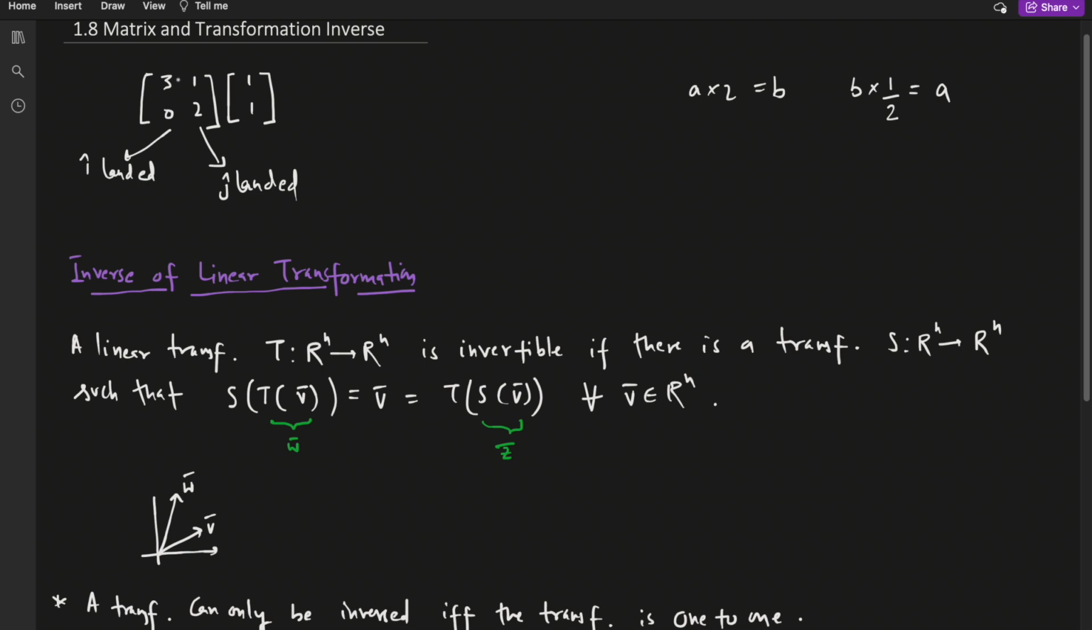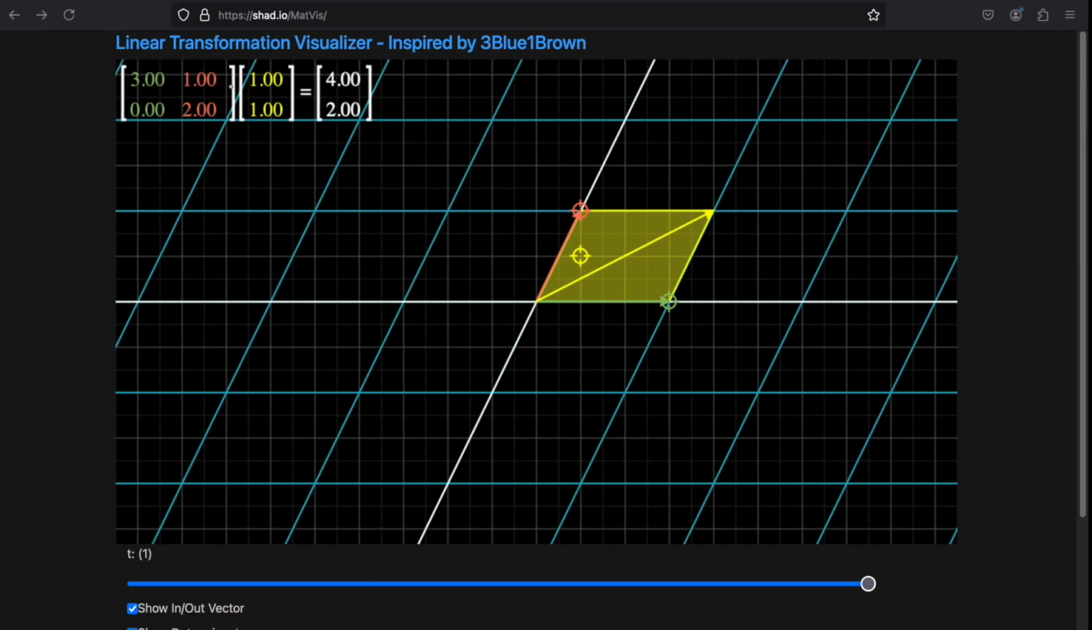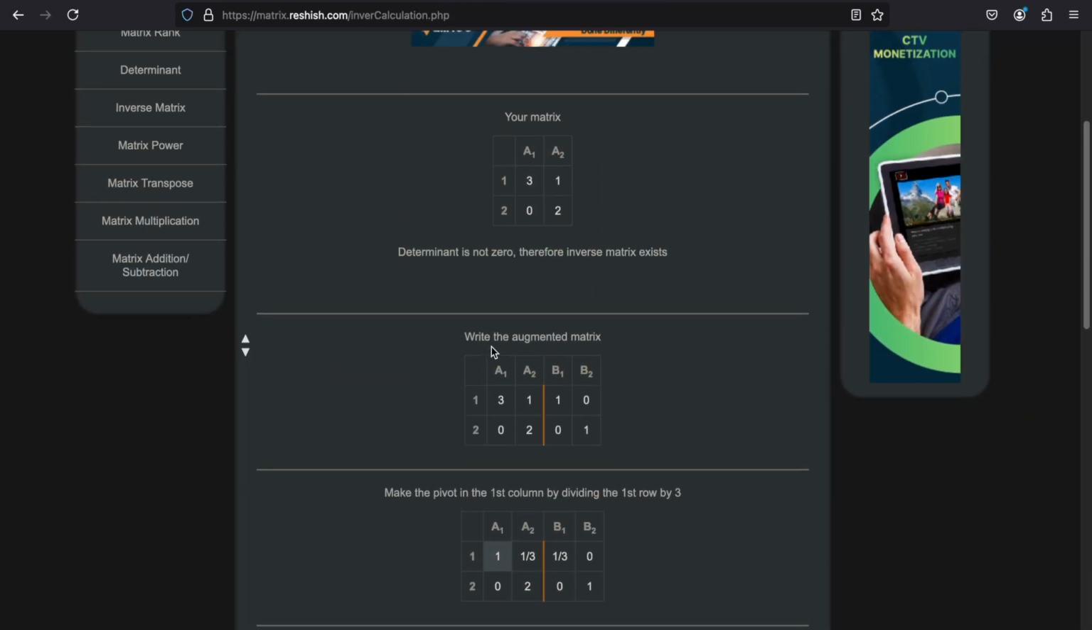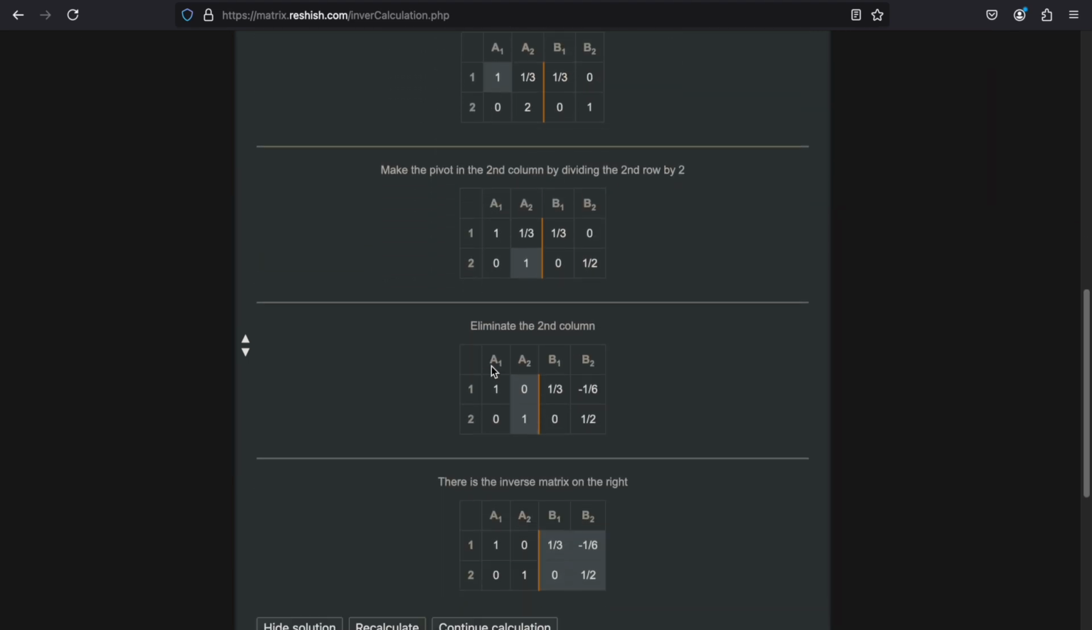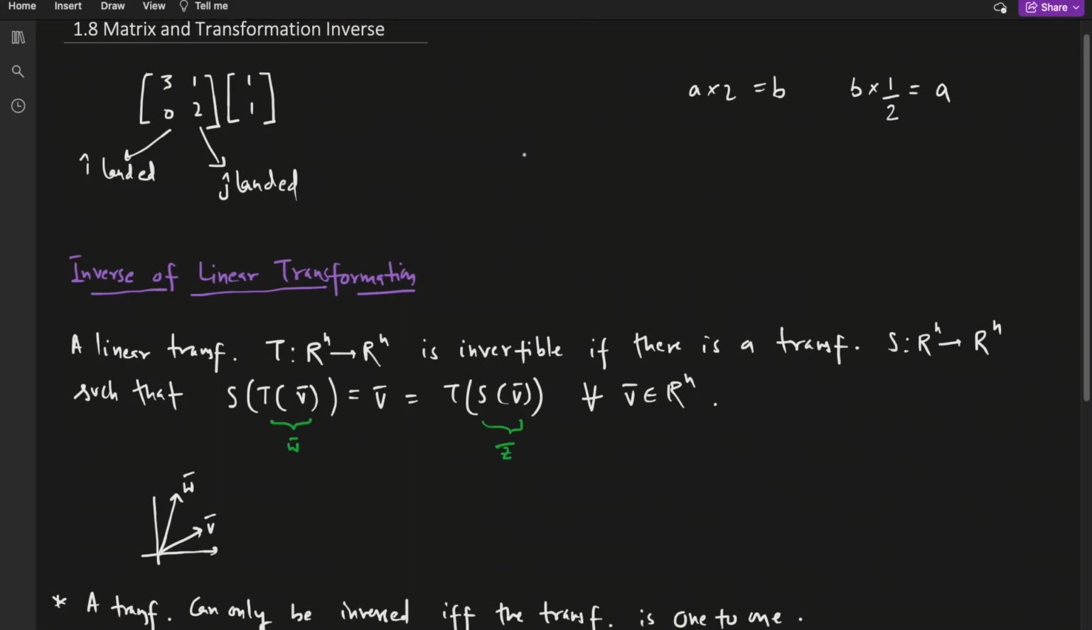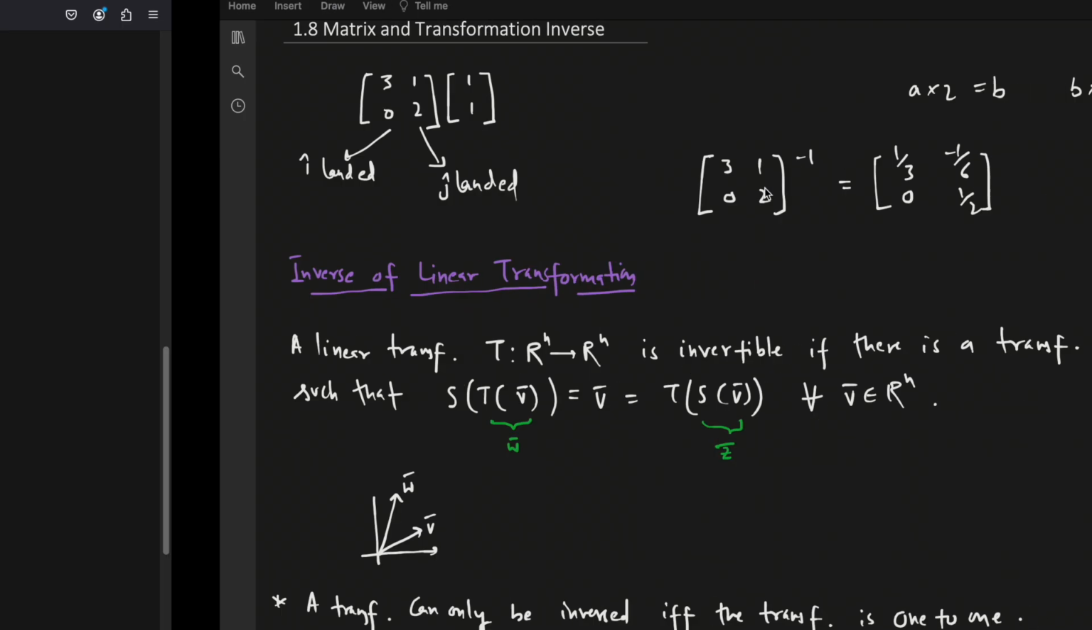Let us suppose this is the matrix 3 0 1 2, right? We will first calculate its inverse. Right now I'm not showing how to calculate the inverse. There are three ways we can calculate the inverse. For a 2 cross 2 matrix, it's pretty simple. So the inverse of this matrix is 1 by 3, 0, minus 1 by 6, and 1 by 2, right?